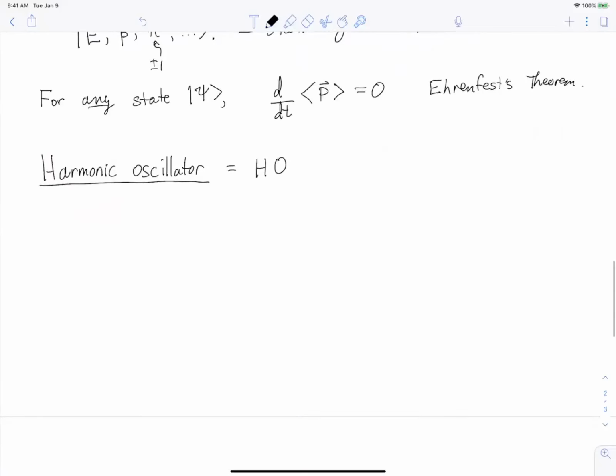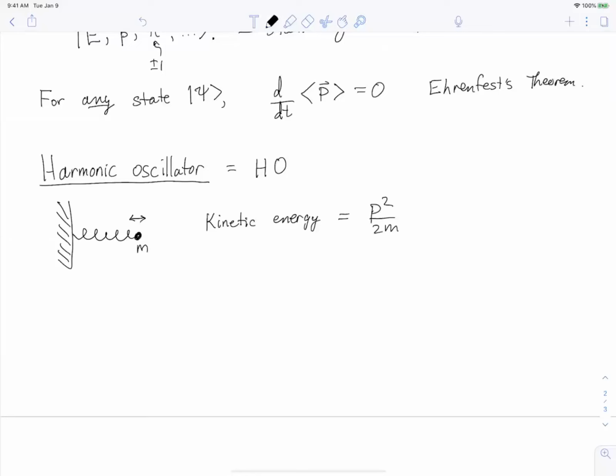And so let's talk about it classically first. So we have some base of operations with a spring attached to it, and there's a mass m on the end of the spring. And this thing is able to move back and forth, let's say in one dimension, and there's no gravity or air resistance or anything like that. So the kinetic energy of a mass in terms of its momentum is p squared over twice the mass.